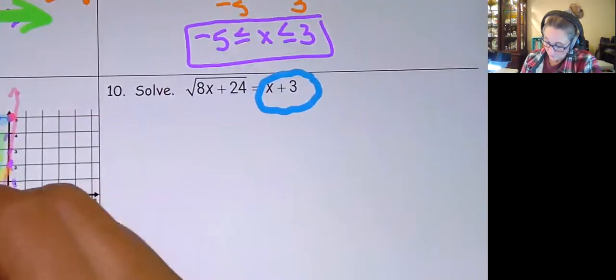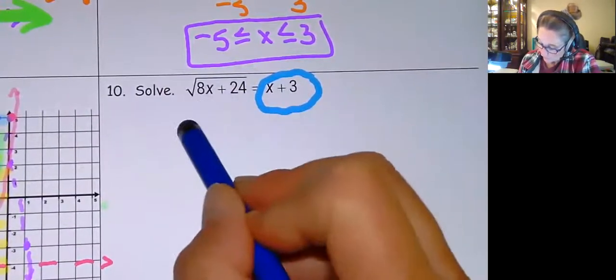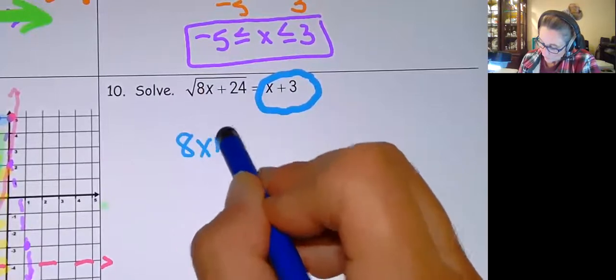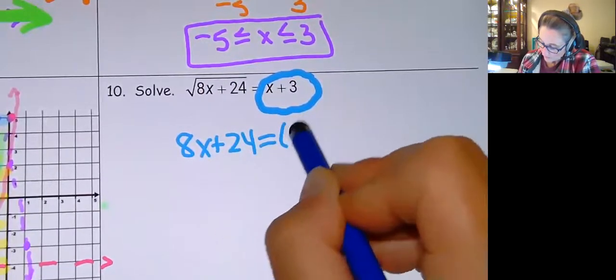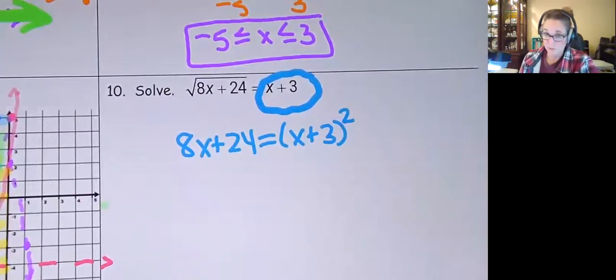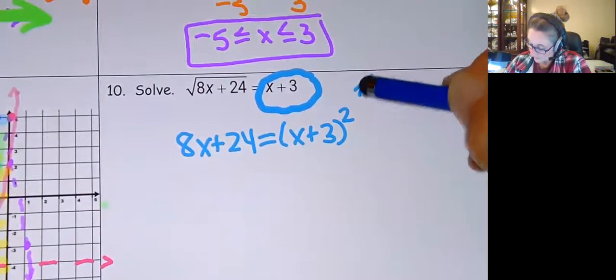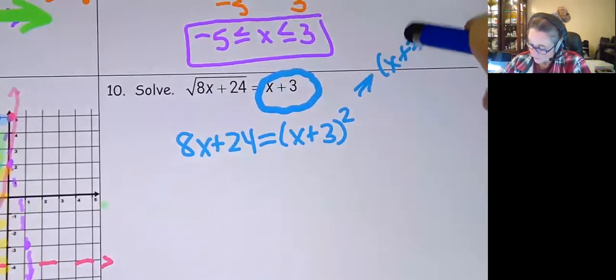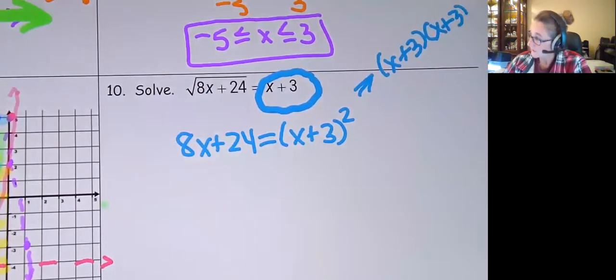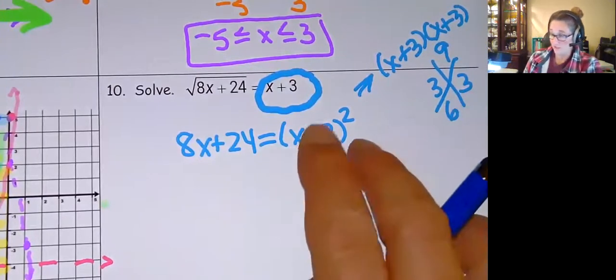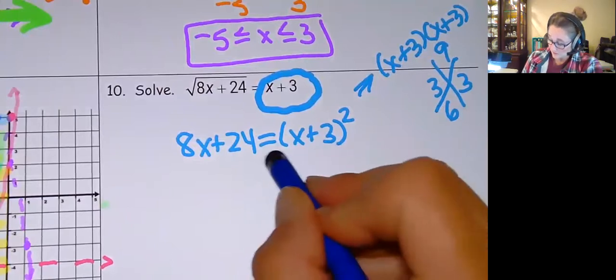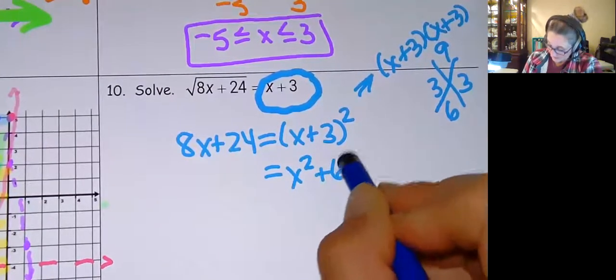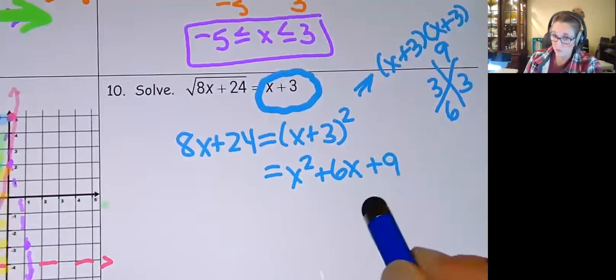So let me just make this center. So I am going to square both sides. So I'm going to get 8x plus 24 equals x plus 3 squared. And remember, x plus 3 squared is really x plus 3 times x plus 3. And that, if you're thinking about it as a diamond, would be a 3 and a 3, which multiplies to 9 and adds to 6. So this is not x squared plus 9. This is x squared plus 6x plus 9. Again, it's a perfect square trinomial.